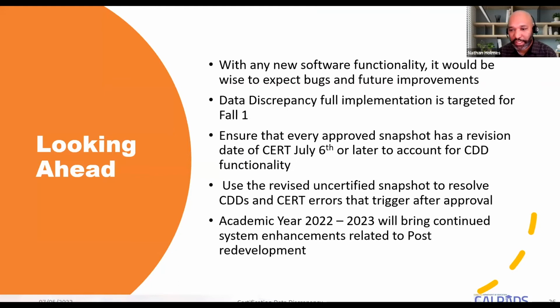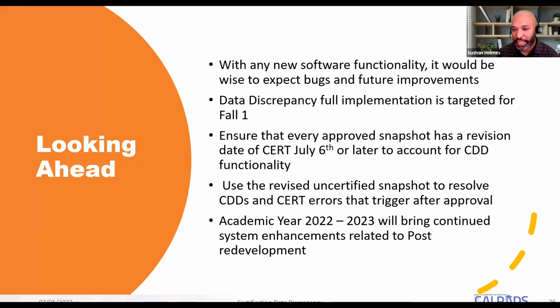The data discrepancy full implementation, the ability to resolve data discrepancies after submissions, and the data discrepancy reports are targeted for a fall 1 implementation. So the functionality will change again. It will be very similar to what you're going to experience in end of year, but it will change again. It should improve, so that's something to look forward to.